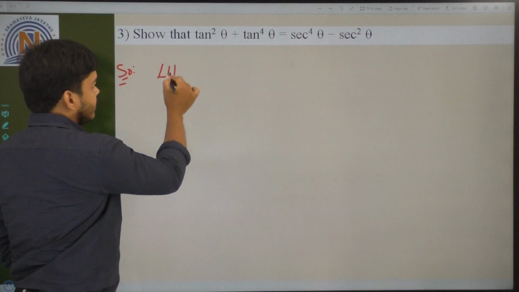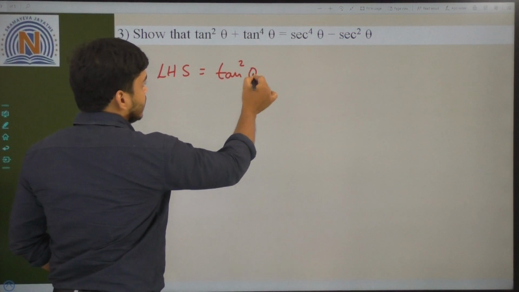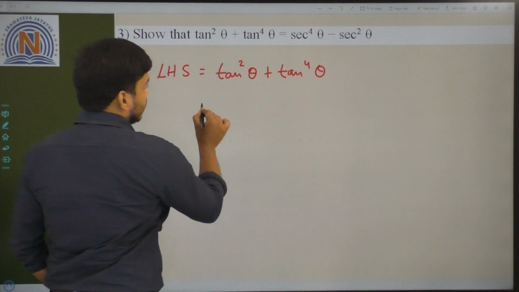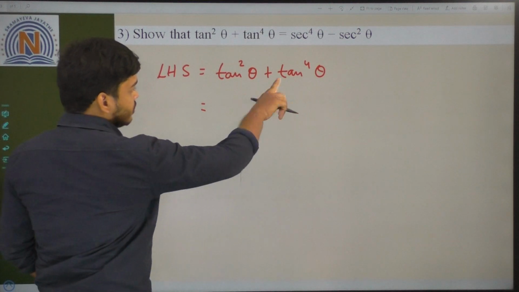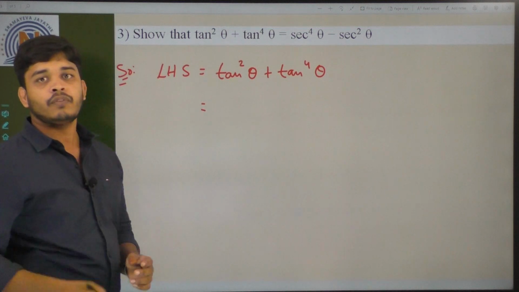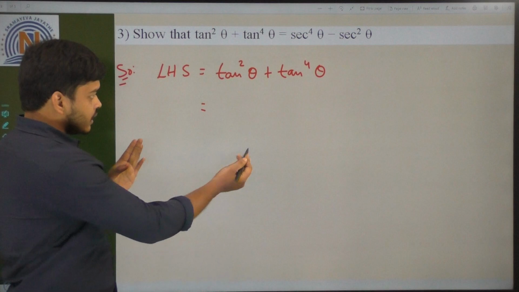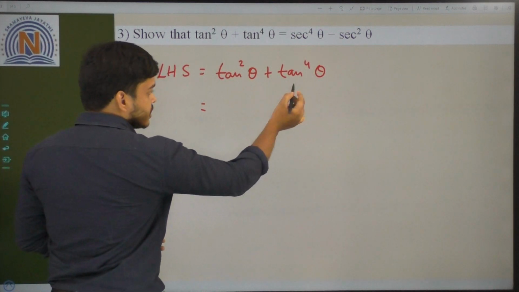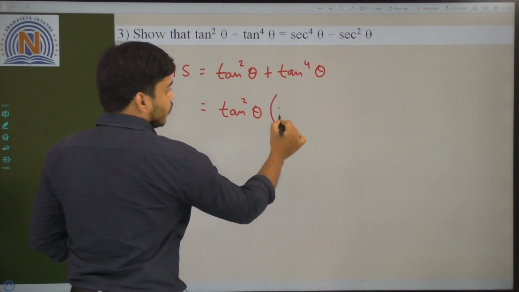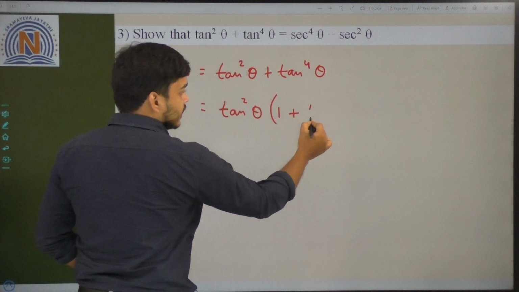Now the left hand side part is tan square theta plus tan to the power of 4 theta. In these two terms, tan square theta is there and tan to the power of 4 theta is there. So tan to the power of 4 theta we can write as tan square theta into tan square theta. So take tan square theta as common in these two terms. So tan square theta into 1 plus, taking tan square theta as common, the remaining is tan square theta.